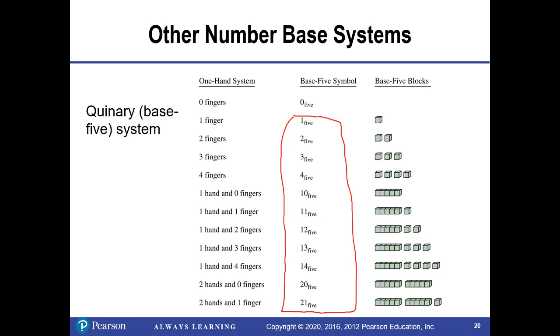1, 1, 1, 2, 1, 3, 1, 4, 2, 0, 2, 1, 2, 2, 2, 3, 2, 4.